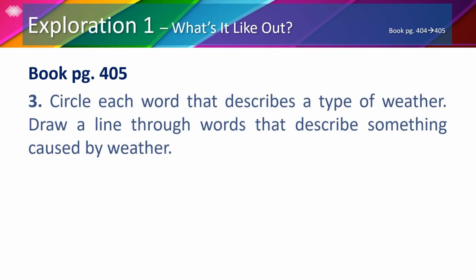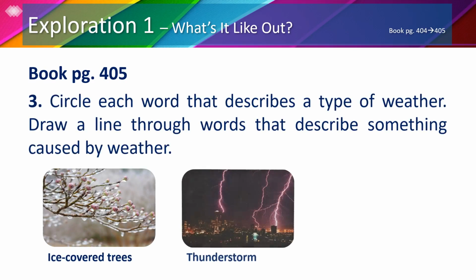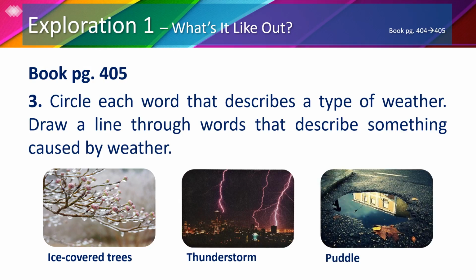In your book's page 405, number 3, we're going to circle each word that describes a type of weather and draw a line through words that describe something caused by weather. In the first picture, we can see ice-covered trees. This is not the type of weather. This is the result of cold, icy weather. So, we draw a line through the words.